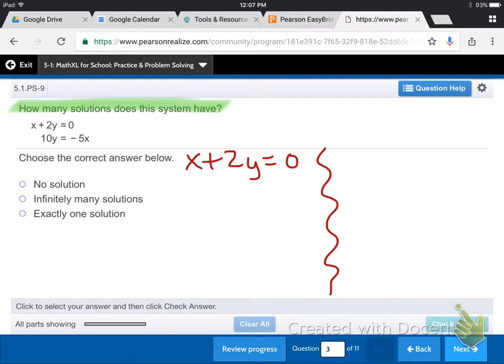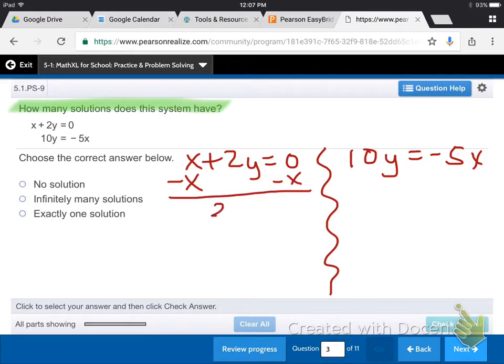Then I'm going to take the second equation, which is 10y equals -5x. I'm going to solve that one for y. So this one, if I solve for y, I have to subtract x from both sides. And that gives me 2y equals -x. And then I'll divide by 2 on both sides. Divide by 2, divide by 2. And y, because the 2's cancel, right? y equals -1x over 2, which is -1/2 x.